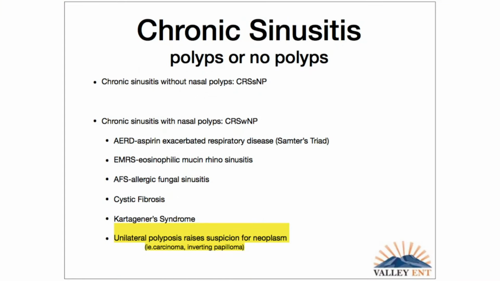EMRS is another type of chronic sinusitis with polyps, as are allergic fungal sinusitis, cystic fibrosis, and Kartagener syndrome, which is similar to cystic fibrosis in that their cilia don't work well. And then I just want to mention unilateral polyposis. In a patient with unilateral polyposis, you really need to be suspicious for some type of neoplasm growing there.